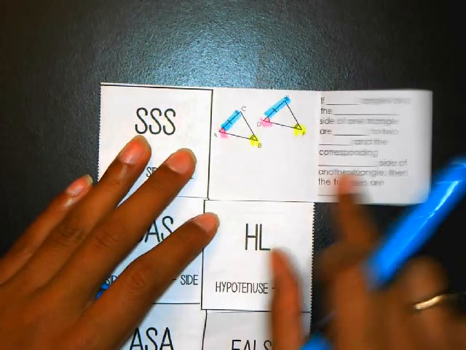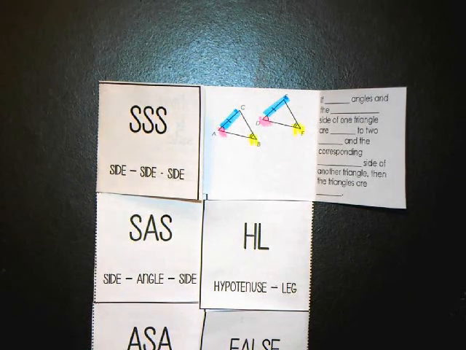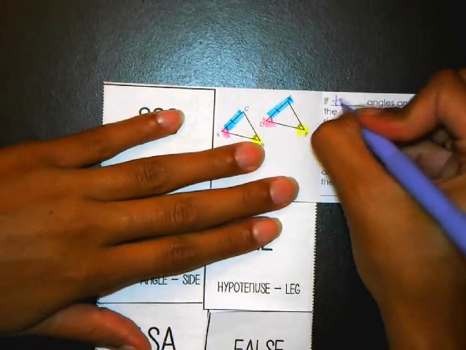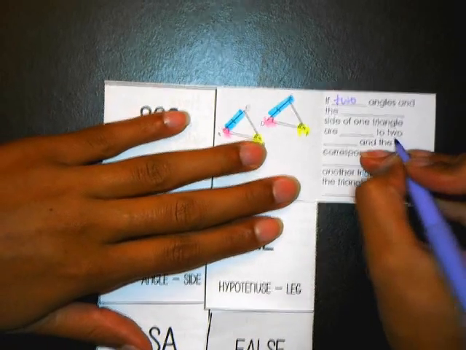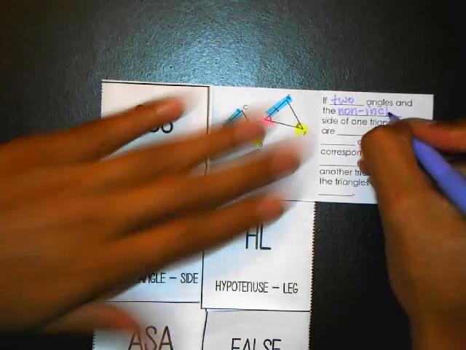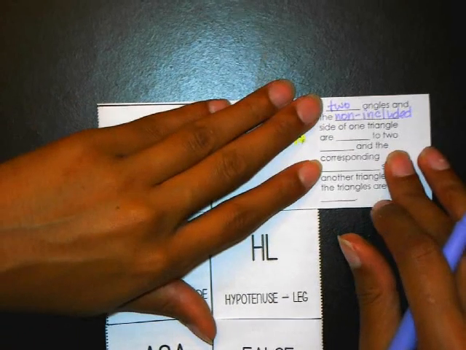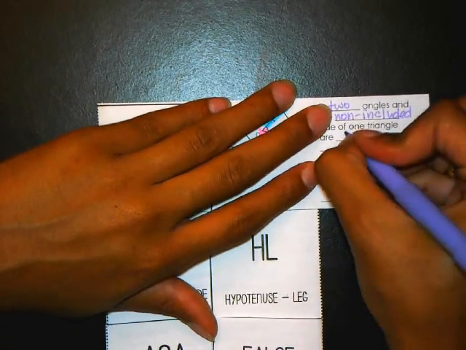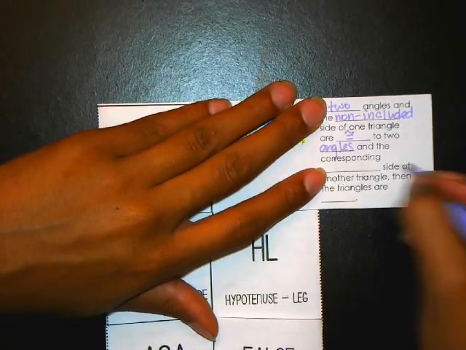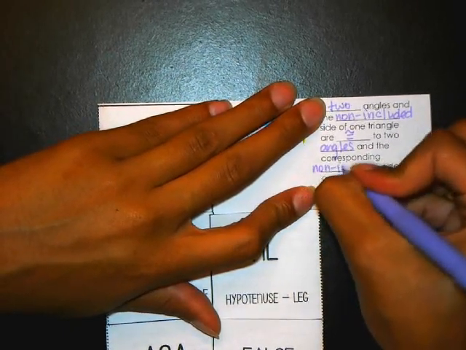Alright? So here's that rule. The rule is if two angles and the non-included side, if you want you can write excluded, but I'm just writing non-included, of one triangle are congruent to two angles and the corresponding non-included side of another triangle, then the triangles are congruent.